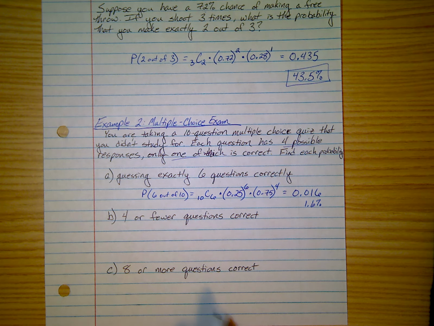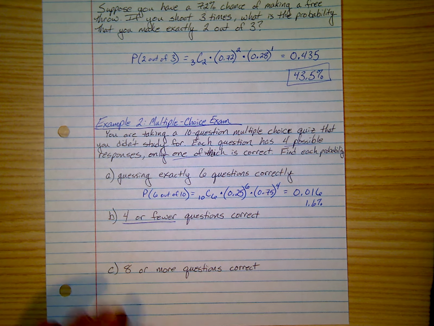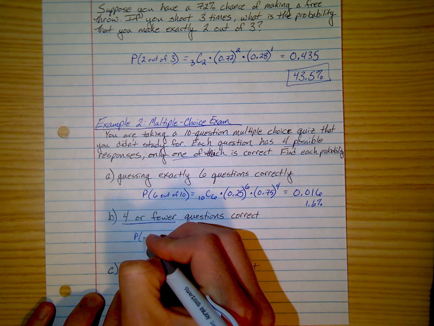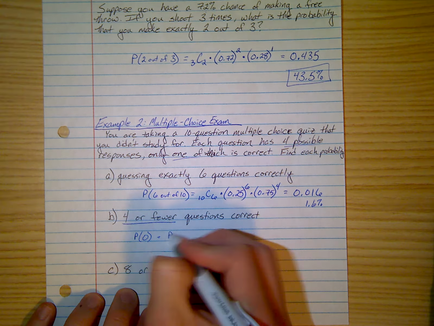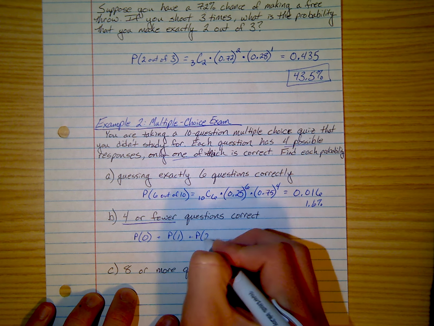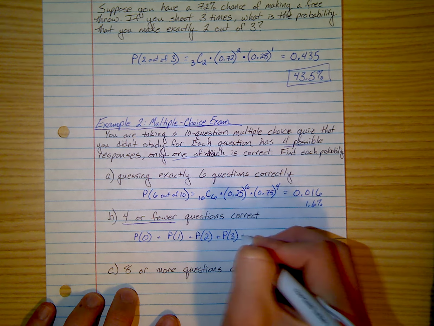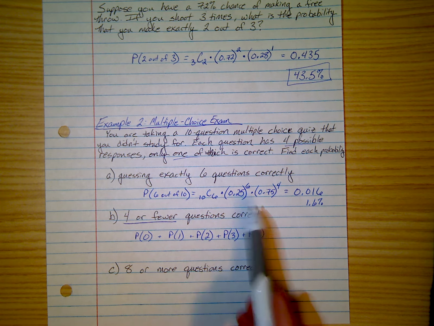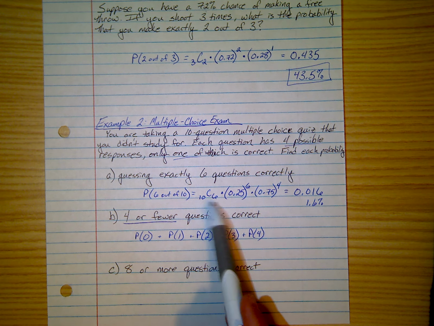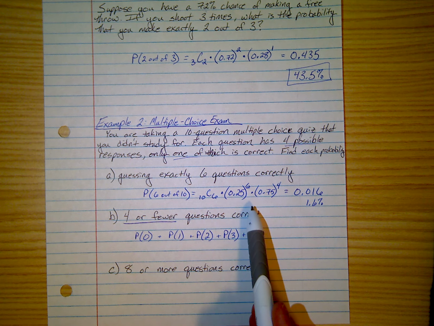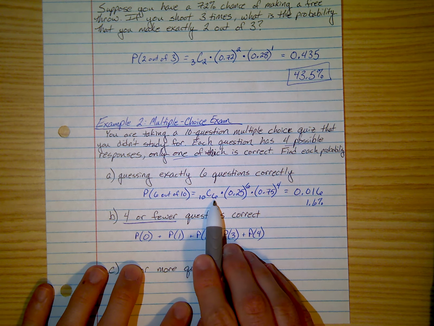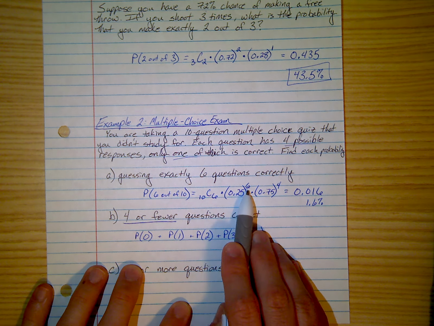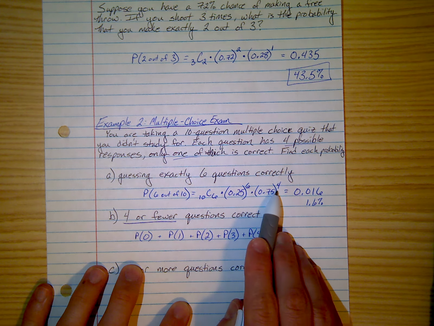Now, I threw these ones on here because for 4 or fewer, you actually have to add a bunch of probabilities up. You have to get the probability of getting 0 right, plus the probability of getting 1 right, plus the probability of 2, 3, and 4. I'm not going to run through that whole formula. Hopefully the formula makes sense. You would actually just use the same basic outline, changing the number of successes you want, which also changes the number of failures.